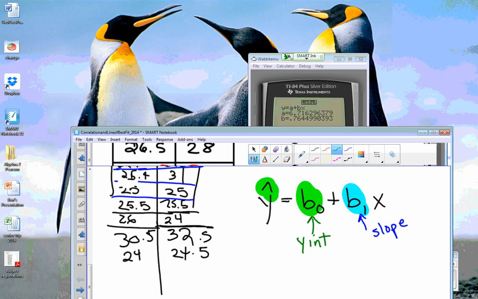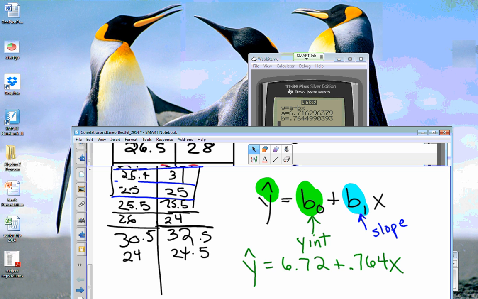But our equation is y hat equals 6.72 plus 0.764x. Would you agree with that? Just rounding, okay? Just taking the numbers and plugging it into the equation.